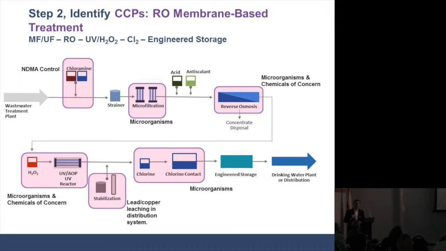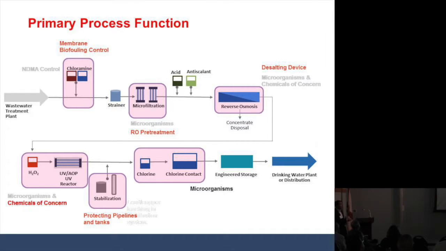The interesting thing, though, is that when we think of these, the primary process function isn't necessarily the same as a critical control point. So for the chloramines, like I said, it is there for membrane biofouling control. Microfiltration, its primary purpose is to keep your RO membrane safe. That's why it's there. RO membranes are there for desalting, so a salinity management strategy, not a disinfection strategy, not a chemical removal strategy. UV advanced oxidation, really it was put in place to control for NDMA and another contaminant, 1,4-dioxane, so it's chemicals of concern. And stabilization is there for protecting your distribution system assets. So some different ways of looking at this, but again, they still become really important parts of the process.